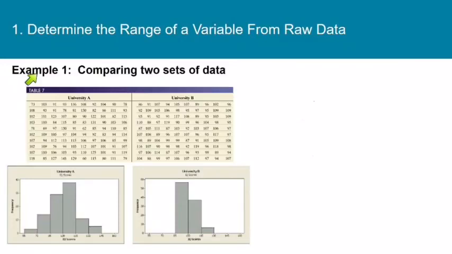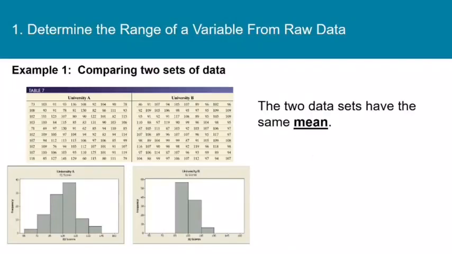Now let's jump right into example 1. Here we have a set of data for University A and a second set of data for University B. If we were to put both of these giant data sets into our calculators, we would find out that both data sets have the same mean. However, you can tell by looking at the histograms that the data for University A has a larger spread than the data for University B. And that's what we want to talk about in this section. We're talking about measures of dispersion, or measures of spread.